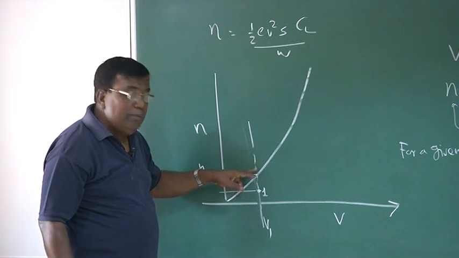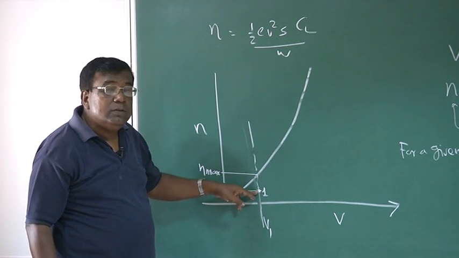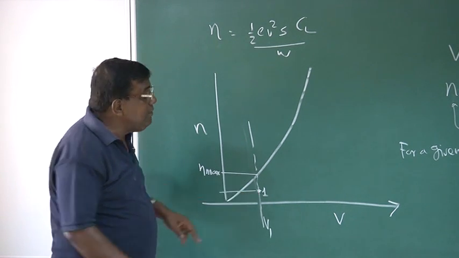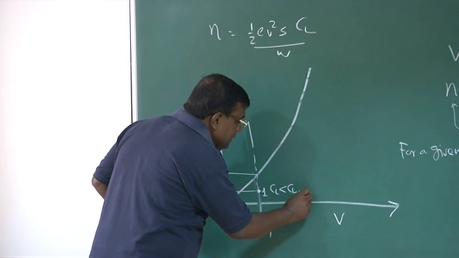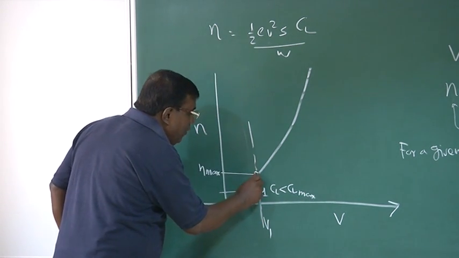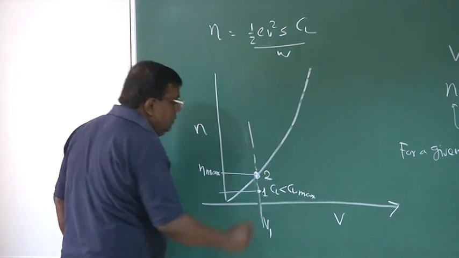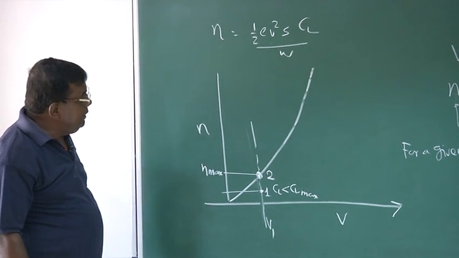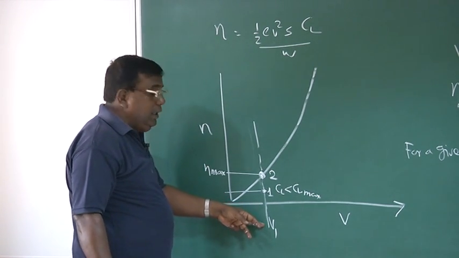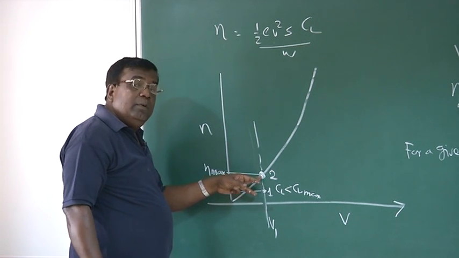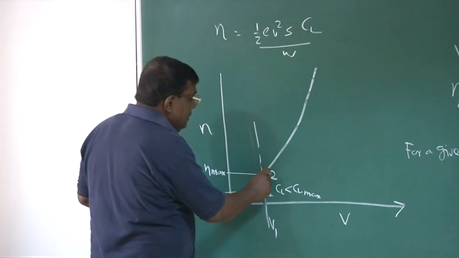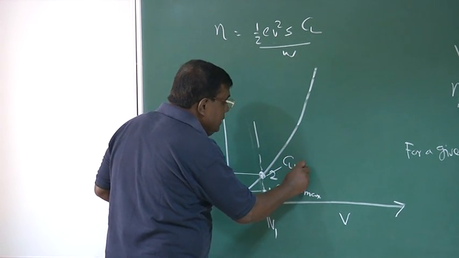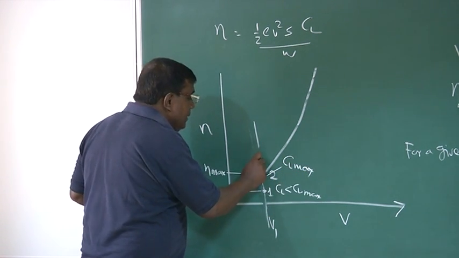It is less than N max. That means the CL at which I am flying the airplane is less than CL max. This is CL less than CL max. But if you see this point 2, what is the meaning here? Meaning here is at this V1, I am getting maximum load factor, and this point is CL max.